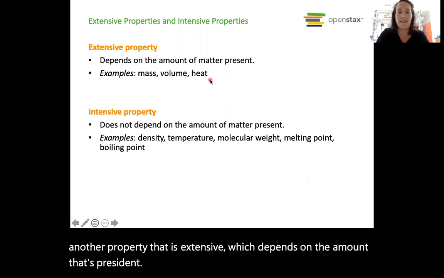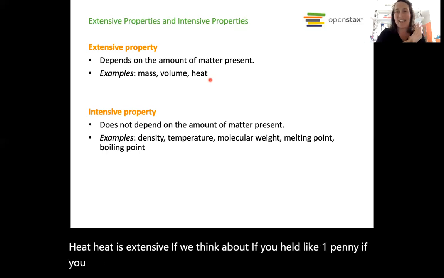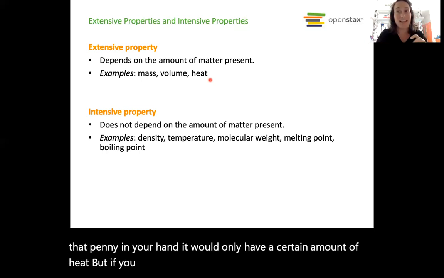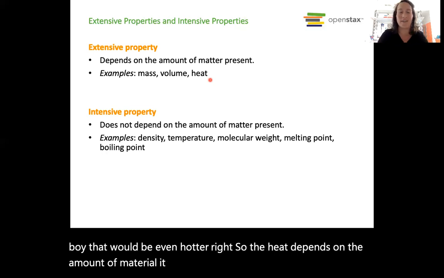Heat. Heat is extensive. If you held one penny, if you put a penny on the stove and heated it up and you put that penny in your hand, it would only have a certain amount of heat. But if you heated up about 50 pennies and put them in your hand, boy, that would be even hotter, right? So the heat depends on the amount of matter that's present in front of you.